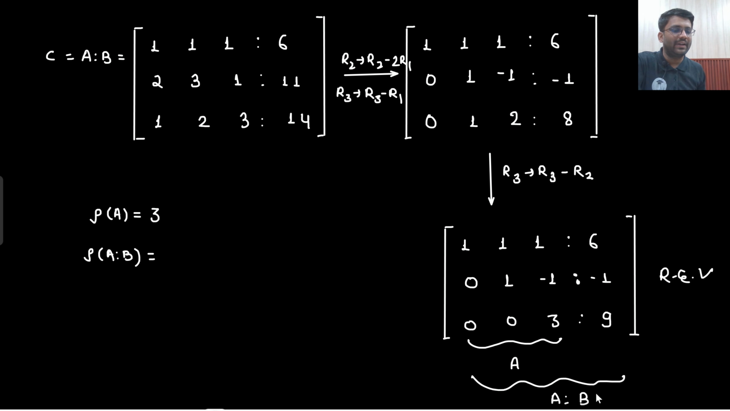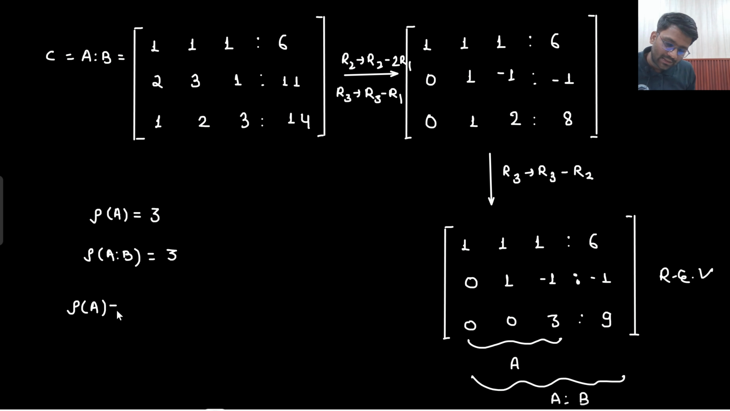A augmented B is the new matrix C. You don't need to look at this particular sign. Forget about this sign. If we forget about this sign, what will be the rank? Sir, all 3 are non-zero rows: 1 1 1 1 6, 0 1 minus 1 1, 0 0 3 9. All 3 are non-zero rows. So what is the rank? 3.